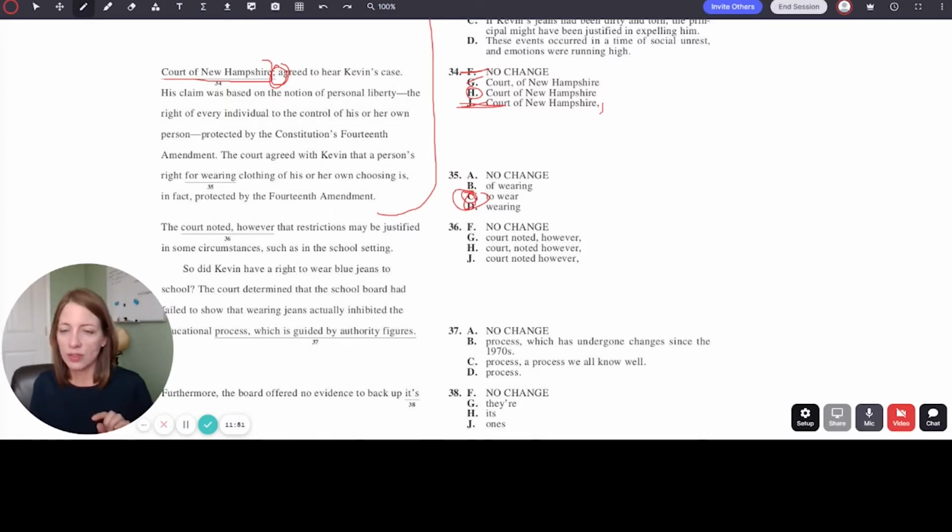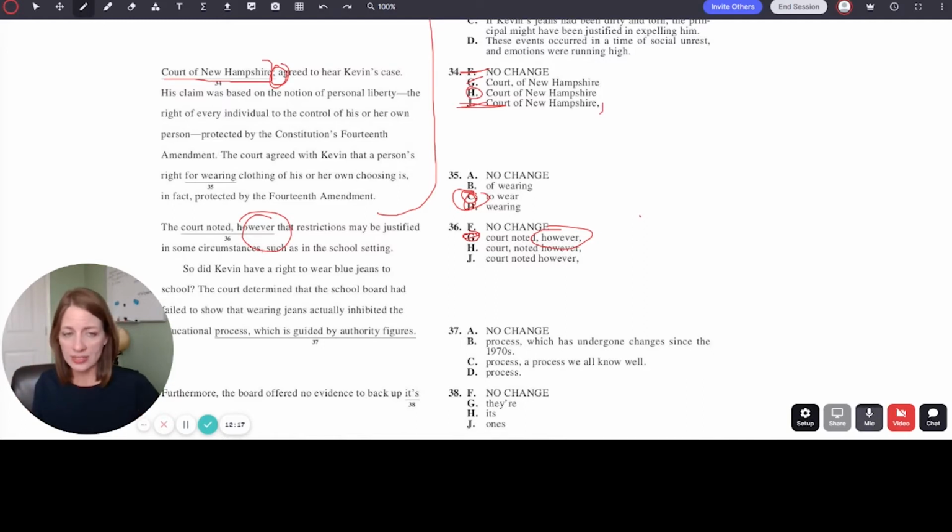36. The court noted. When I see, however, in the middle of a sentence, you're going to set it off with commas. So if you miss this one, then next time, hopefully you'll get that right. If you see, however, in the middle of the sentence, set it off with commas like you see here. I don't even have to really look any further. Okay.